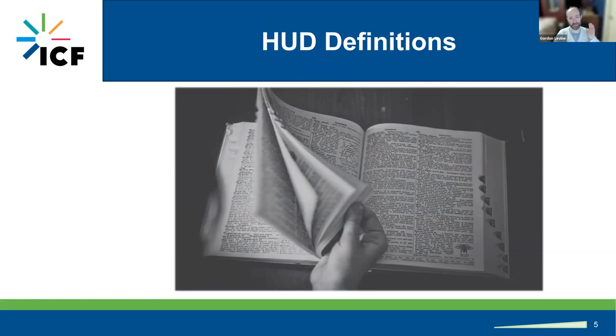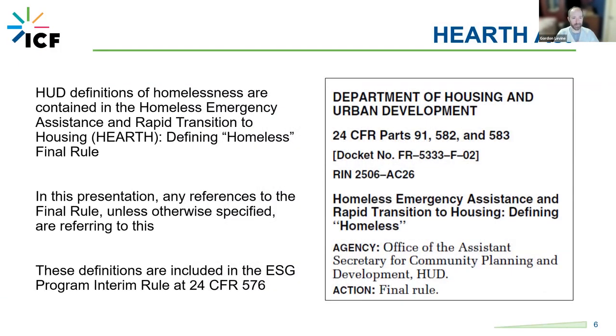So HUD definitions, let's go ahead to the next slide. So the HUD definitions are really the Hearth Act definitions. HUD's definitions of homelessness are contained in the Hearth Act, which is the Homeless Emergency Assistance and Rapid Transition to Housing Act, in the Defining Homelessness Final Rule, which is, this is a piece of trivia, statutory rather than regulatory. So it exists at the level of congressional approval, not at the level of HUD approval, which you will probably not care about very much for the purposes of this presentation, but which matters a lot when you're talking about things like updating the VAWA definition of fleeing domestic violence, which I think will be something you bump into over the next year.